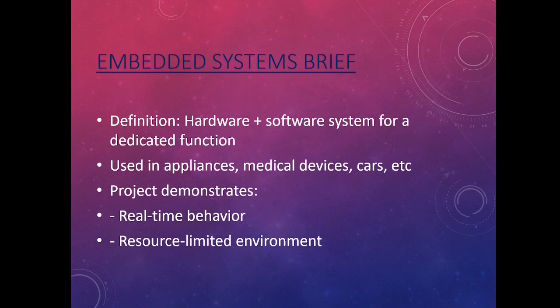Embedded systems brief. Definition: a hardware plus software system for a dedicated function is known as an embedded system. It is used in appliances such as medical devices, cars, washing machines, and many more. The project demonstrates real-time behavior and a resource limited environment.